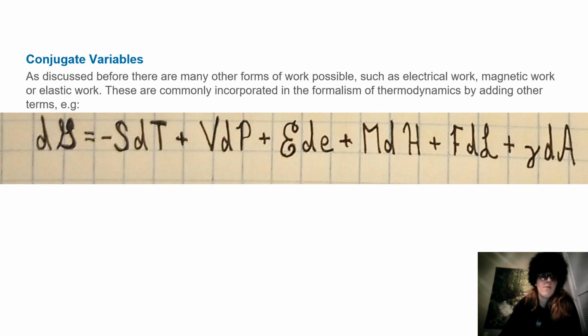Conjugate variables. As discussed before, there are many other forms of work possible, such as electrical work, magnetic work, or elastic work. These are commonly incorporated in the formalism of thermodynamics by adding other terms. For example, dG equals negative S dT plus V dP plus epsilon dE plus M dH plus F dL plus gamma dA.